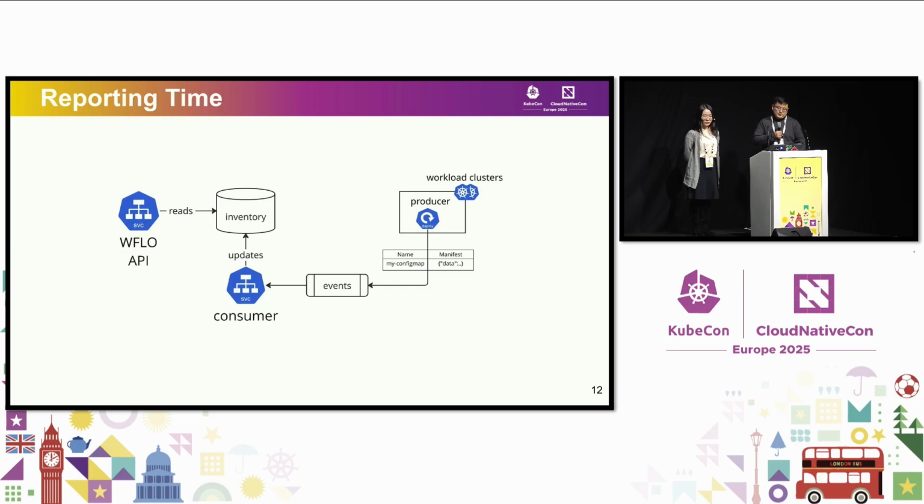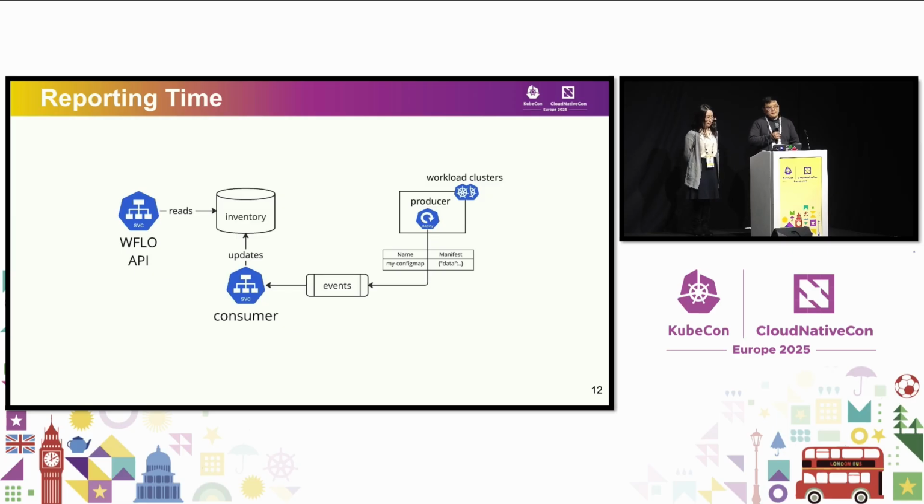So to give you an example, let's say a user creates a config map in a cluster, and then the resource status watcher will publish an event with type create, as well as the config map spec into the message stream. And then the consumer will receive this message and create a new record in the inventory database.